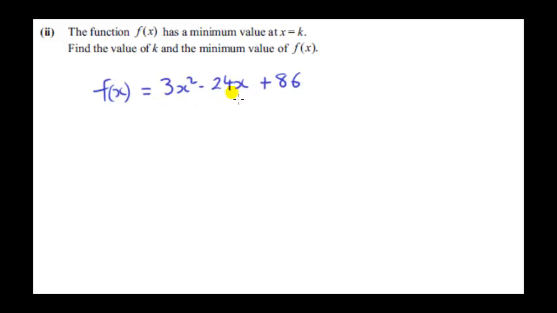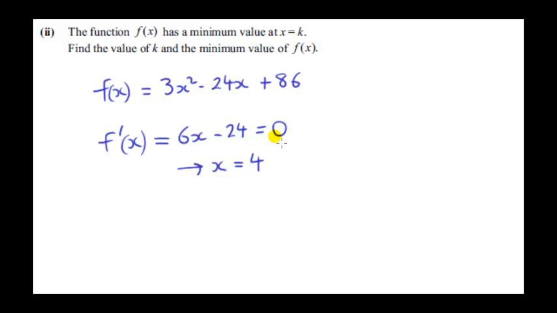f of x has a minimum at x equals k, so we want to find that value. Okay, the minimum, the value of x that minimizes the function. Now the easiest way to do that is to put the derivative equal to 0. So at the value of x that minimizes the function, the slope of the curve, or the slope of the tangent to the curve, is 0. So we put this derivative equal to 0. Well, what is the derivative? It's 6x minus 24. So we put the derivative equal to 0 and we get x equals 4.